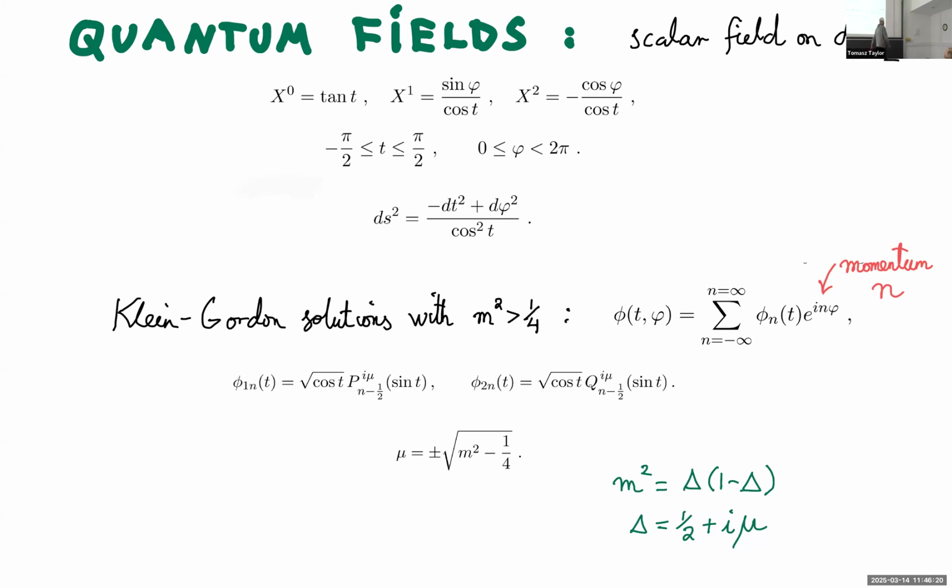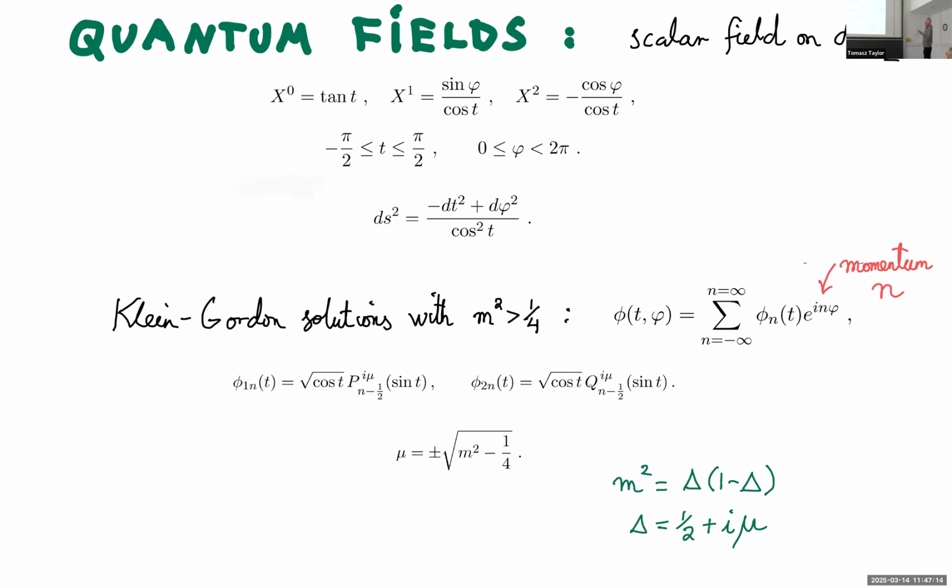That's very simple. Again, let me assume one more assumption, that the mass squared of the Klein-Gordon field is bigger than 1/4. Then I will define this parameter mu, which we identify with the dimension of the corresponding representation. So this mu will be related to the mass in this way. You see that only when you have a large mass does that correspond to large parameter mu.